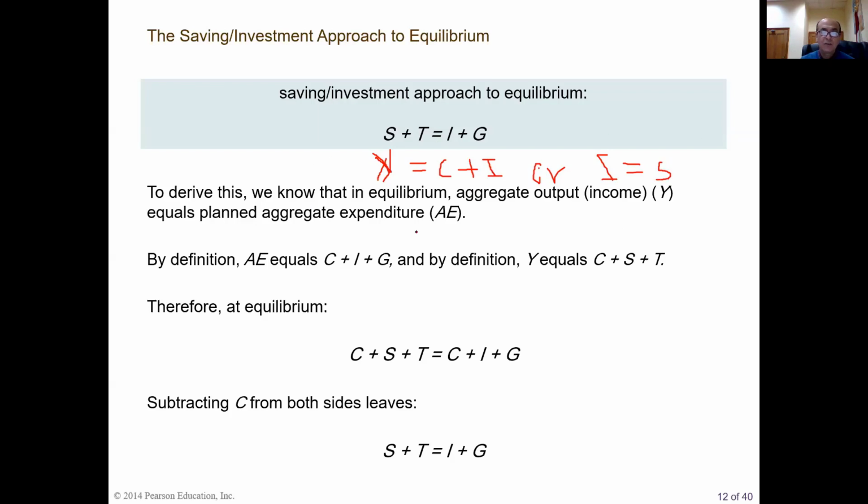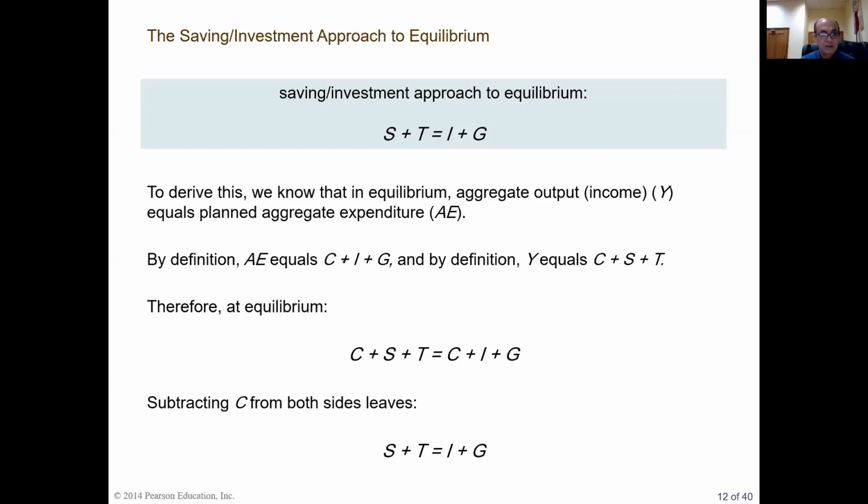This is the situation if we have just two sectors. But right now, we have three sectors. Y equals C plus I plus G, and the total output Y must be Y equals C plus S plus T, and aggregate expenditure is C plus I plus G. According to the new equation, S plus T must be equal to I plus G, as we did in the beginning of this lecture.